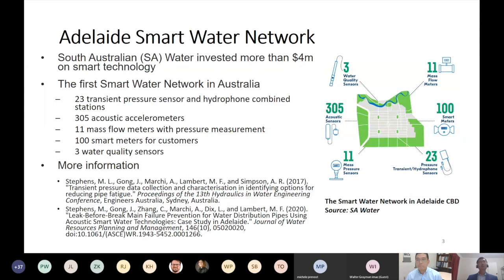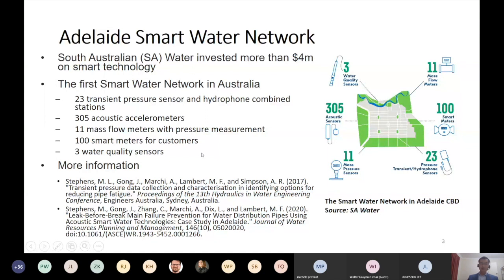So back in 2017, South Australian Water, SA Water, invested more than 4 million Australian dollars, which is about 3 million US dollars, I think, to establish the very first smart water network in Australia. And it is quite substantial actually in terms of the number of sensors and the type of sensors. Here in my talk today, the focus is on the pressure transient logging.